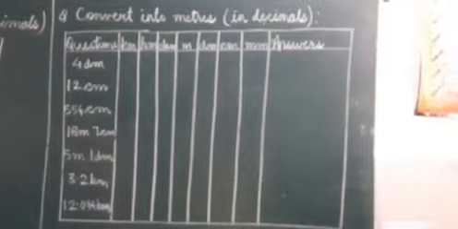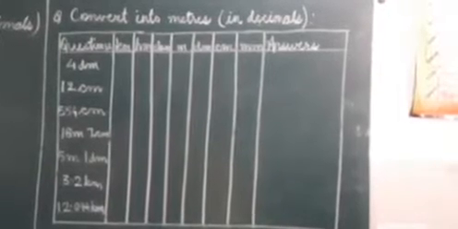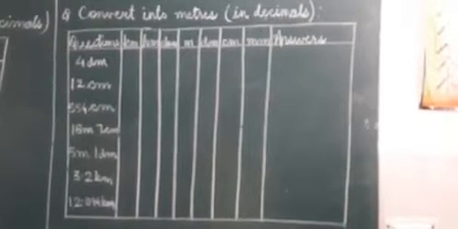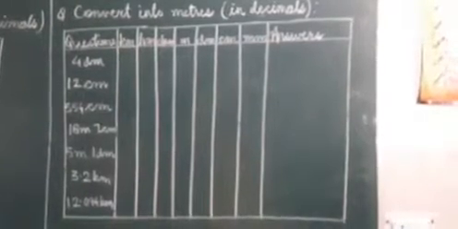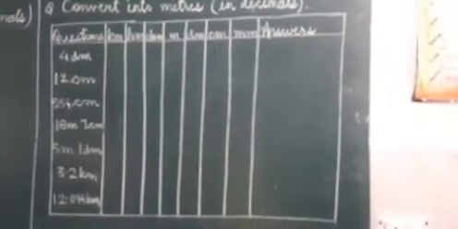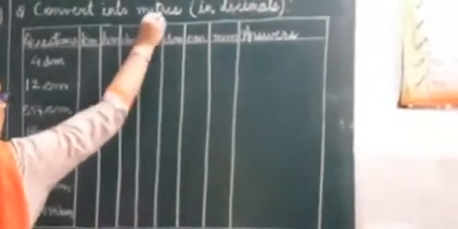Let us try one more question. Here you have to convert into meters in decimals. Again, we will use the same thing. First, we will put a tick on the column of meters so that we remember where we have to put the decimal. So first, we will put a tick here.